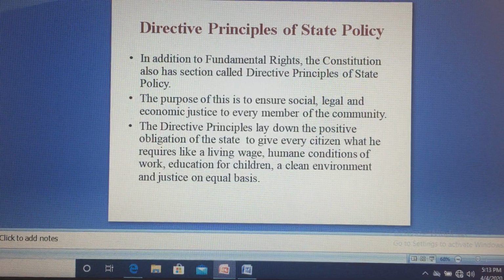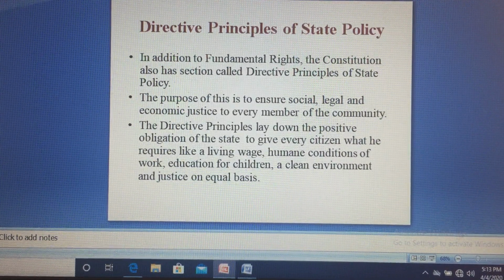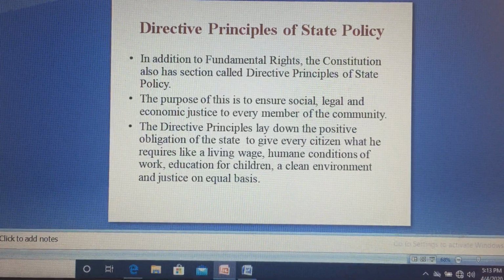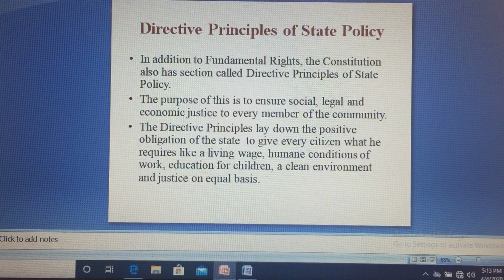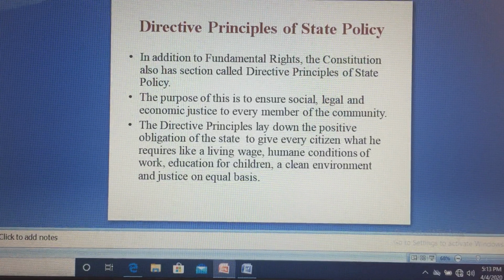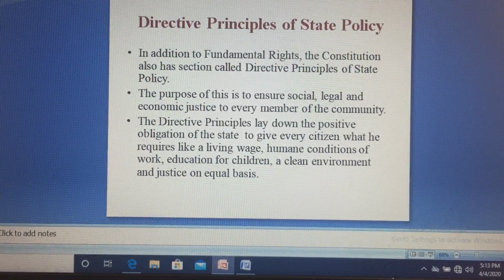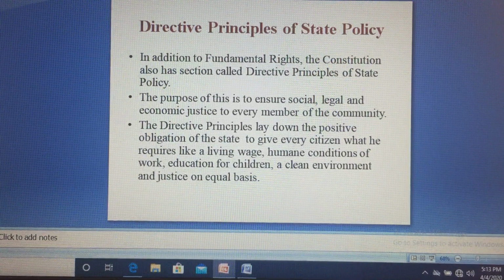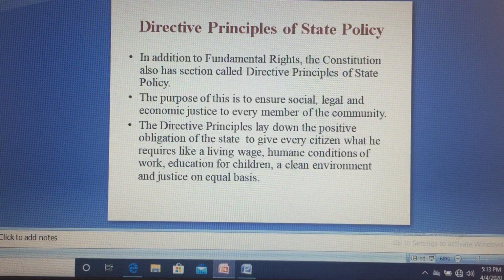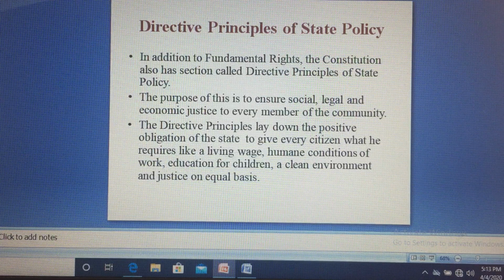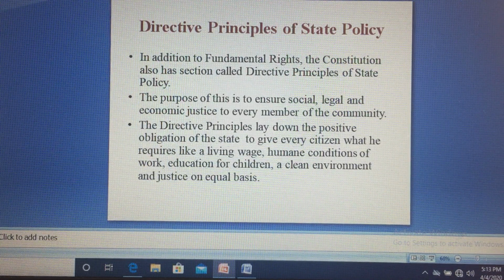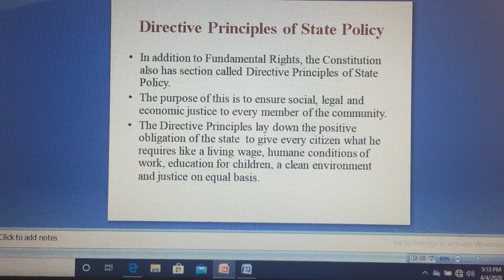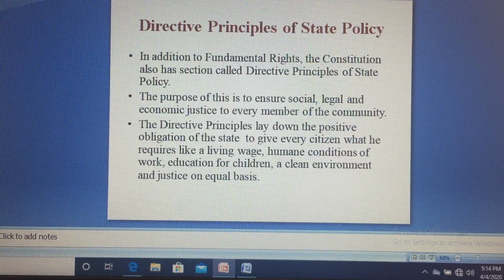Next is directive principles of state policy. So in addition to fundamental rights, the constitution also has a section called directive principles of state policy. The purpose of this is to ensure social, legal, and economic justice to every member of the community. Fundamental rights are for the individual, and duties also. Now the directive principles are the obligation of a state or the government towards its people.